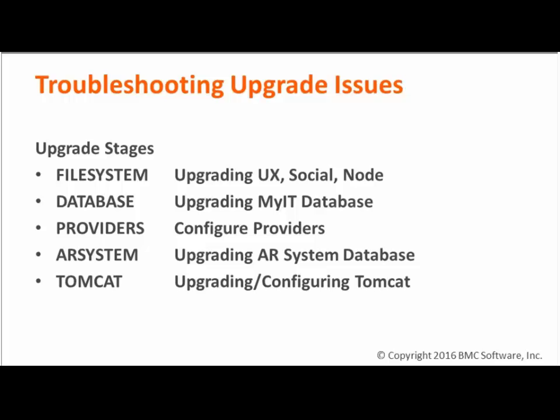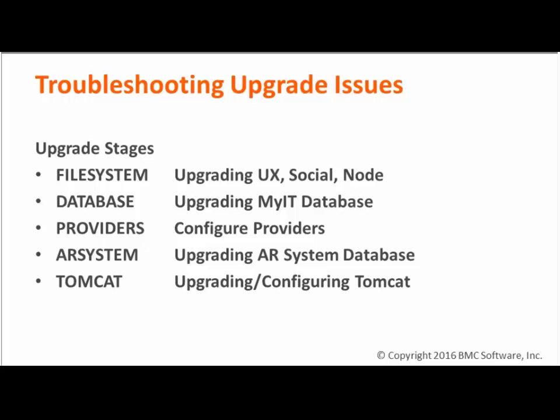So in 3.2, what we did is, or I think I should take a step back and talk about before 3.2. When you upgrade MyIT, it does everything: it upgrades your application server, your Tomcat, MyIT server, and then the database, social. It upgrades all these components, right? And if there is a failure, it just fails, and it does not know how to recover from that failure.